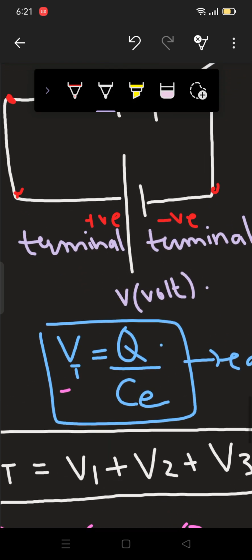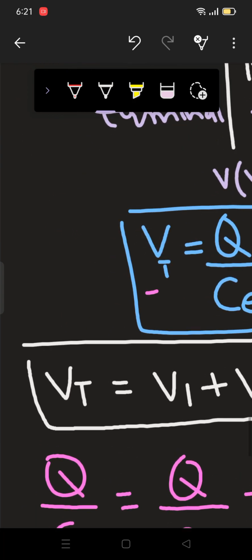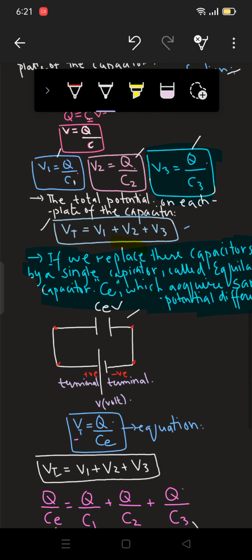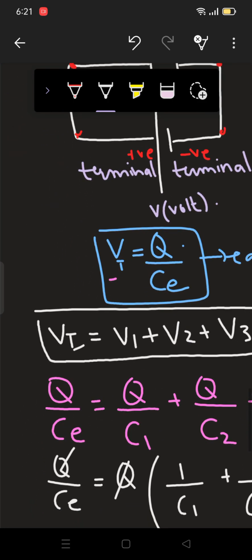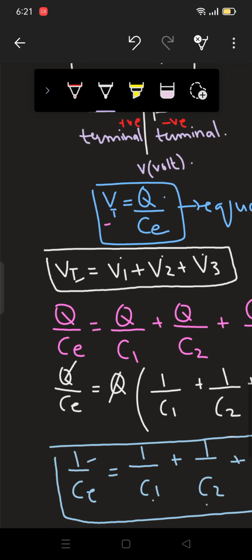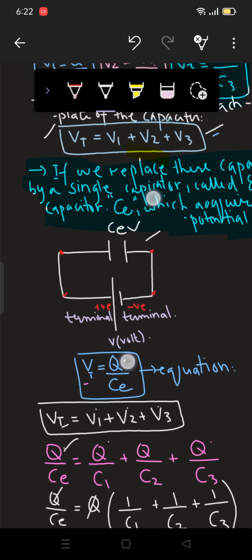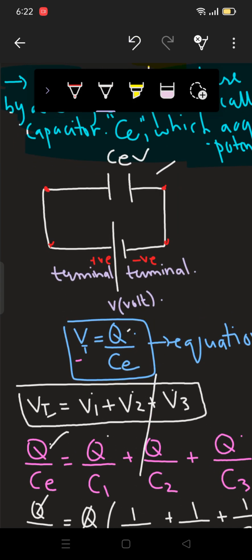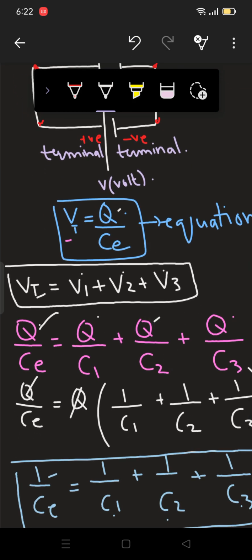So if we need to find the total potential difference, that would be equal to the ratio of the charge per unit equivalent capacitance. So VT, we have already discussed, the total potential would be equal to the sum of all potentials, V1 plus V2 plus V3. So VT is equal to Q per unit CE. We have written V1 is equal to Q per unit C1, V2 is equal to Q per unit C2, and V3 is equal to Q per unit C3.